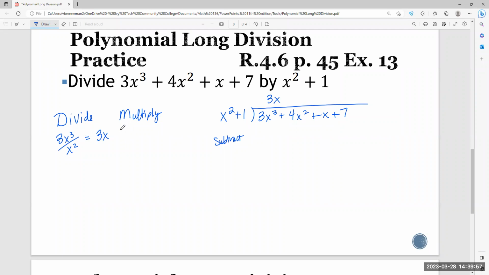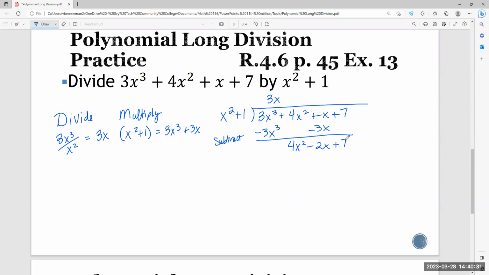So the first division step, I'm taking the leading term, 3x cubed, divided by the leading term, x squared, and I get 3x. So I write the 3x above the 3x cubed. And then I'm always multiplying that by the whole divisor, the x squared plus 1, and I get 3x cubed plus 3x. When I subtract that, I'm going to apply the subtraction to each term. So I'm subtracting 3x cubed, and I'm subtracting 3x. So when I do the subtraction, I get 4x squared minus 2x plus 7. Now I'm ready to repeat the process.